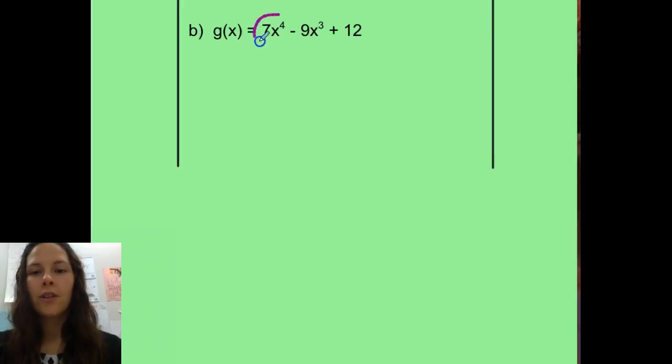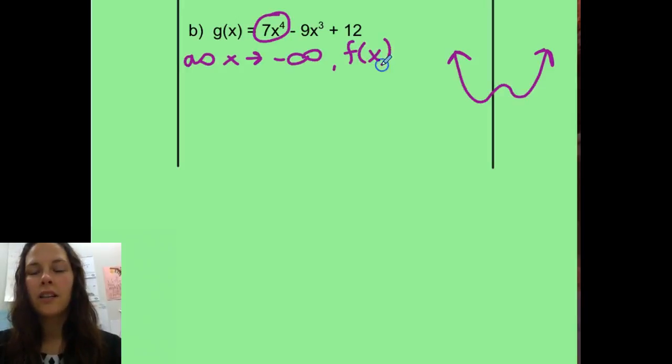Our leading coefficient is positive and our highest power is even. This will look sort of like a parabola. It might have some bumps or waves in the middle, and it's opening up because that leading coefficient is positive. So as x approaches negative infinity, as x gets very small off to the left, the function is increasing or approaching positive infinity.